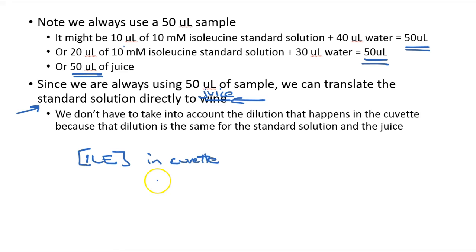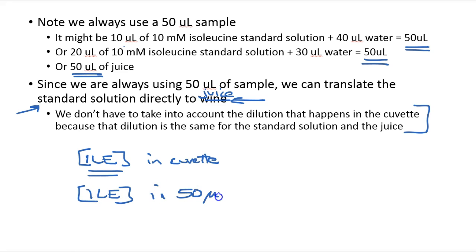But we don't have to worry about that, because all we would do is get a dilution factor there. And then we calculate for the wine, or the juice, which is diluted the same amount, and then we would take that dilution factor and multiply our results to get the actual concentration back in the juice rather than the juice in the cuvette. So I hope that makes sense. So we don't have to take into account the dilution. We can go directly from the concentration of isoleucine in the 50 microliters, and we can use that due to our standard curve. And since we have a 50 microliter sample of juice, it's a direct conversion.